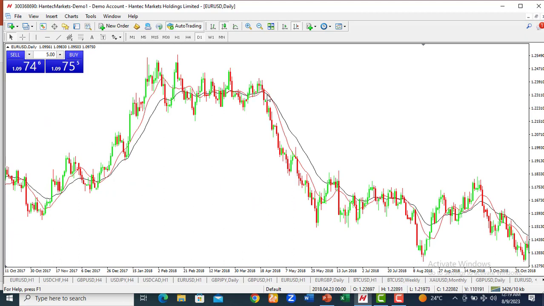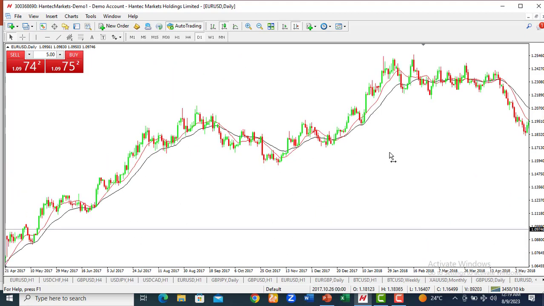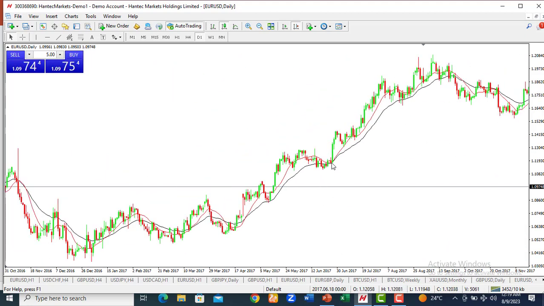Oh my goodness, look at this cross. You can see the red one crossed the black one, or the black one crossed the red one, and they gave a confirmation in the market. So try it out, but it must be in favor of the trend. Just look at this one crossed this other one, and it gave a bullish confirmation of a buy, and you see it working.